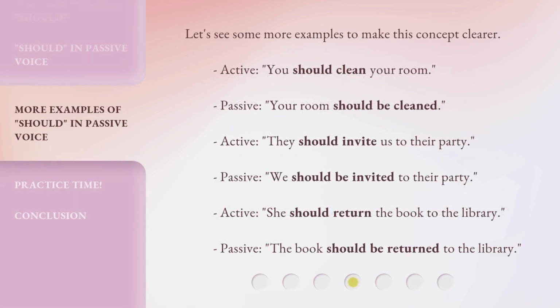Let's see some more examples to make this concept clearer. Active: you should clean your room. Passive: your room should be cleaned. Active: they should invite us to their party. Passive: we should be invited to their party. Active: she should return the book to the library. Passive: the book should be returned to the library.